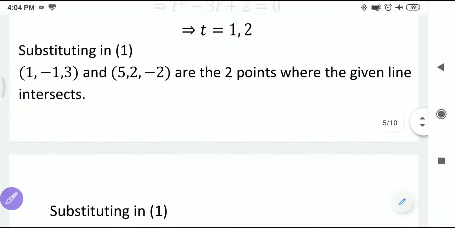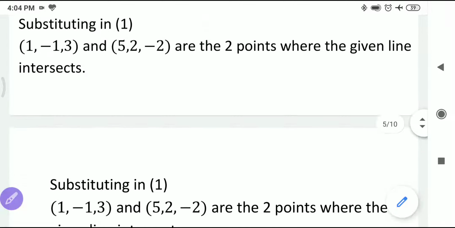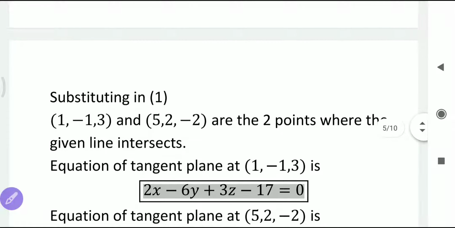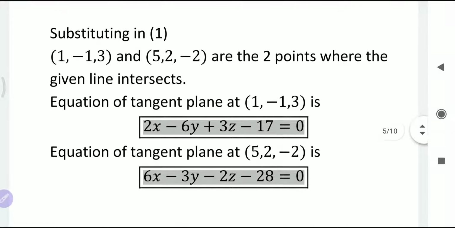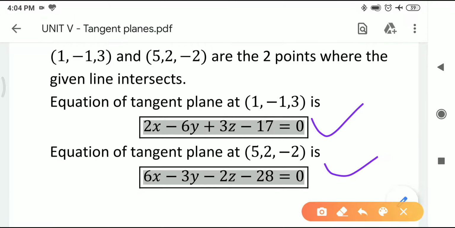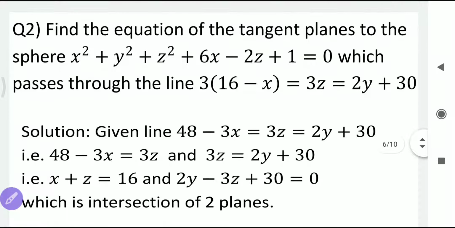So simply you take this as x1, y1, z1 and put it in the equation of the sphere. You are going to get two equations, one with 1, minus 1, 3 and another with 5, 2, minus 2. These are the two equations of the tangent plane you are going to get. I hope you are getting this, because it is quite a straightforward problem. Now we'll start with the second example.